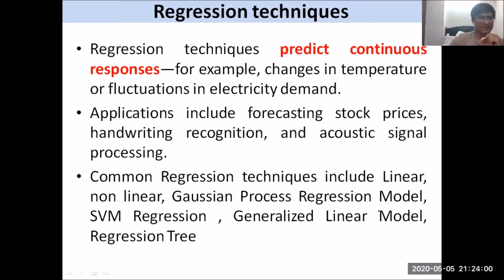Common regression techniques, as I've already covered previously, include linear and non-linear regression. It would also include the Gaussian process regression model. SVM regression is very popular. There are also generalized linear models, regression trees, and many other variations of regression models that are known.